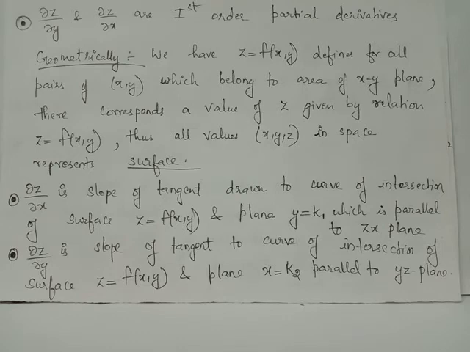∂z/∂x is the slope of the tangent drawn to the curve of intersection of the surface z equals f(x, y) and the plane y equals k1. Since y is treated as a constant, it is a plane which is parallel to the zx plane. Similarly, ∂z/∂y is the slope of the tangent to the curve of intersection of the surface z equals f(x, y) and the plane x equals k2. Since x is treated as a constant, the plane is parallel to the yz plane.